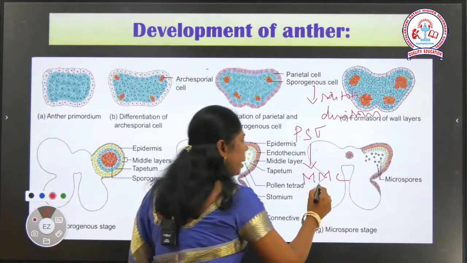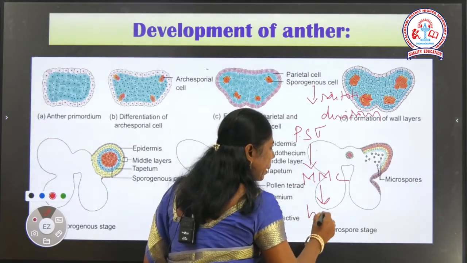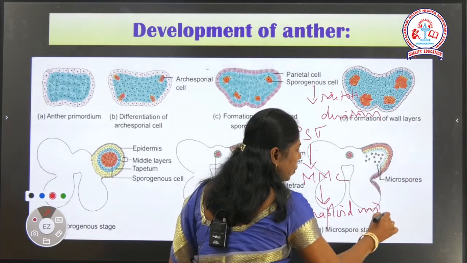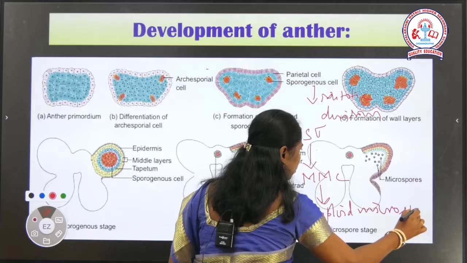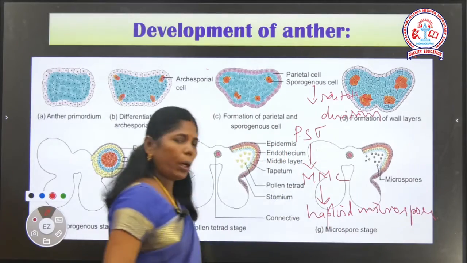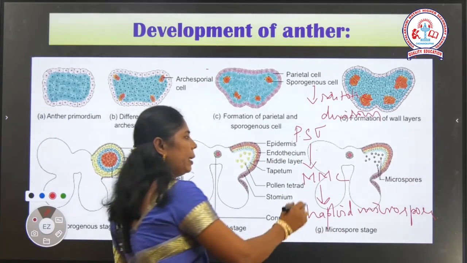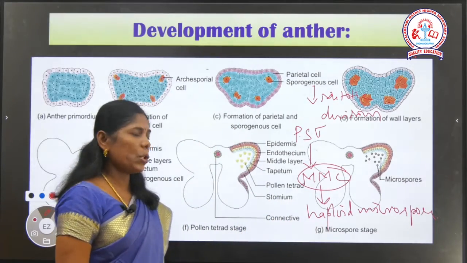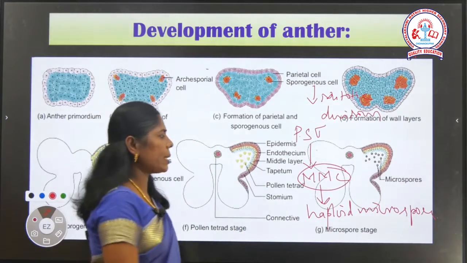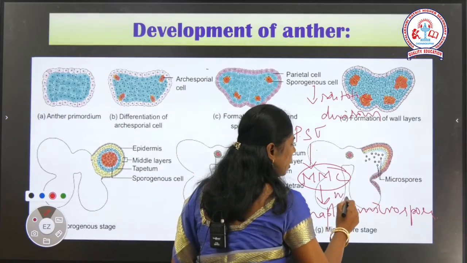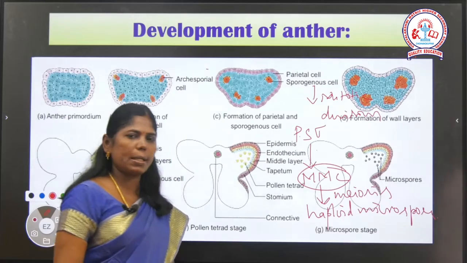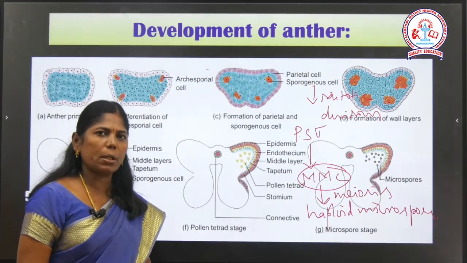From the MMC, haploid microspores are formed. What type of division occurs in the microspore mother cell? That division is meiotic division, otherwise known as reduction division, meiosis. As a result of meiosis, 4 haploid microspores are formed.